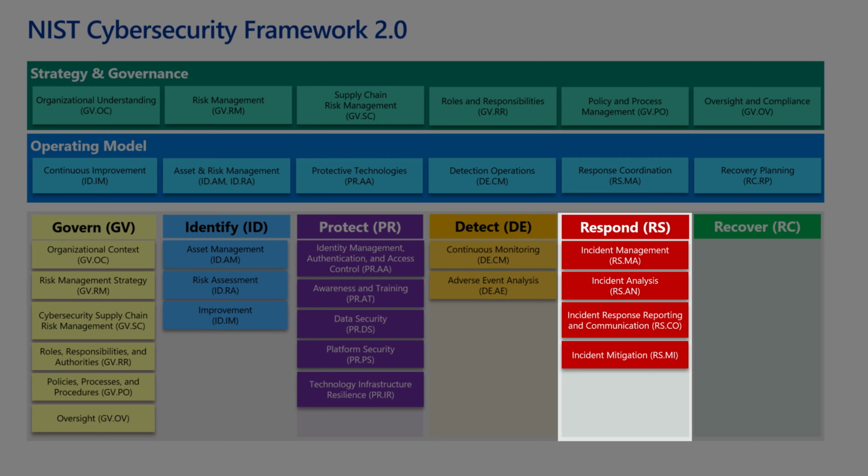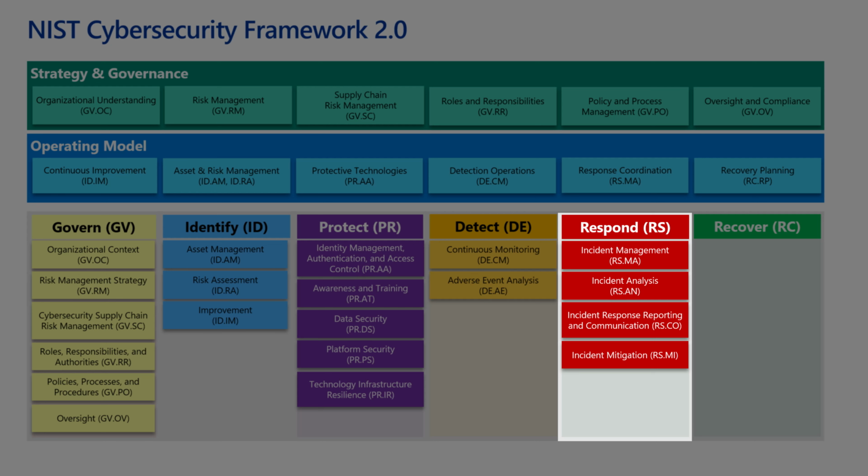The Incident Response Reporting and Communication, RS.CO element, focuses on providing relevant updates to internal and external stakeholders during an incident. Effective communication keeps everyone informed, ensures transparency, and helps manage expectations throughout the response process.